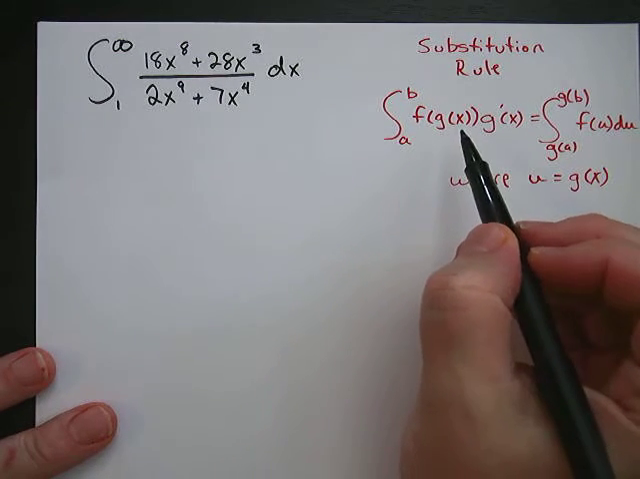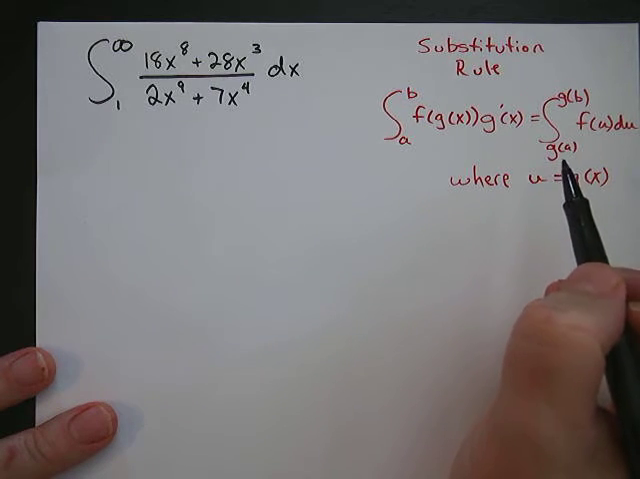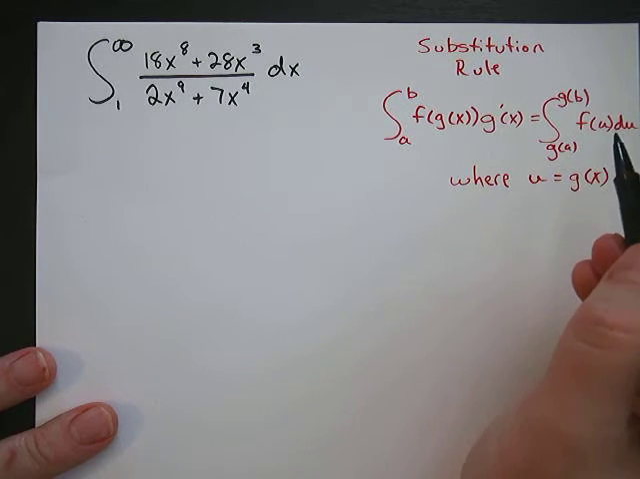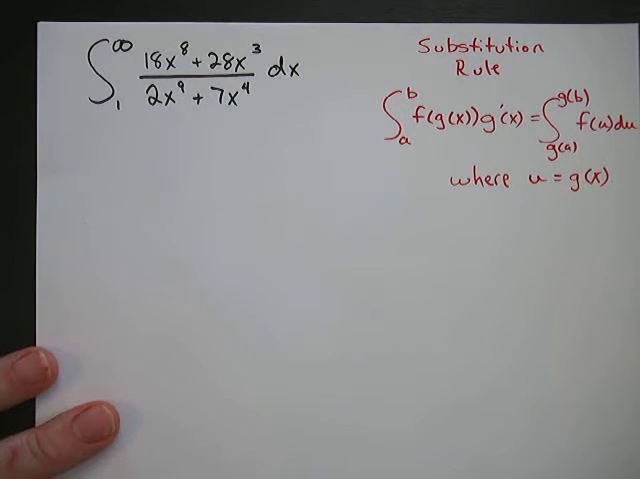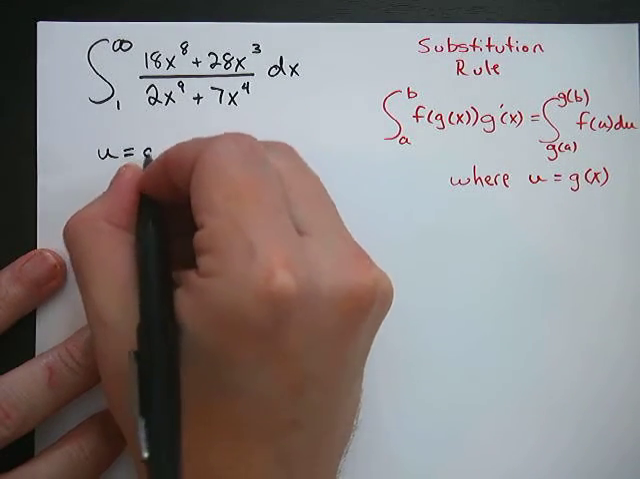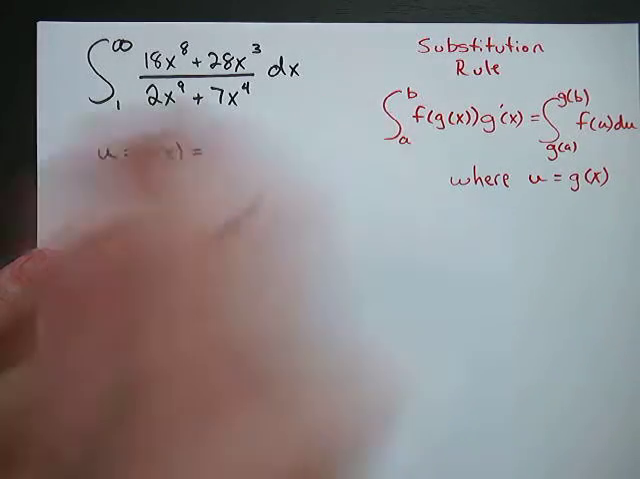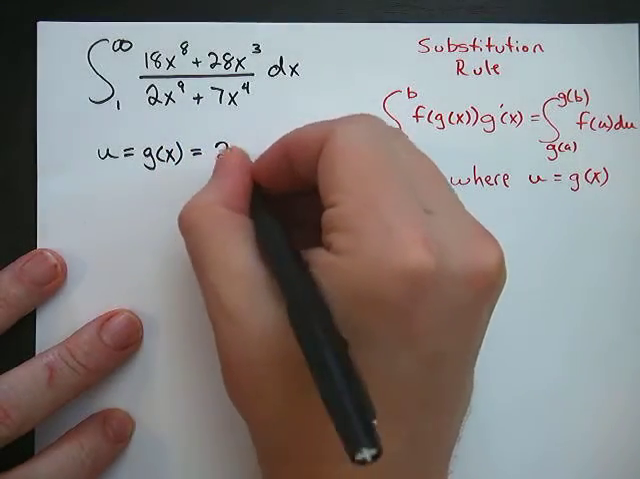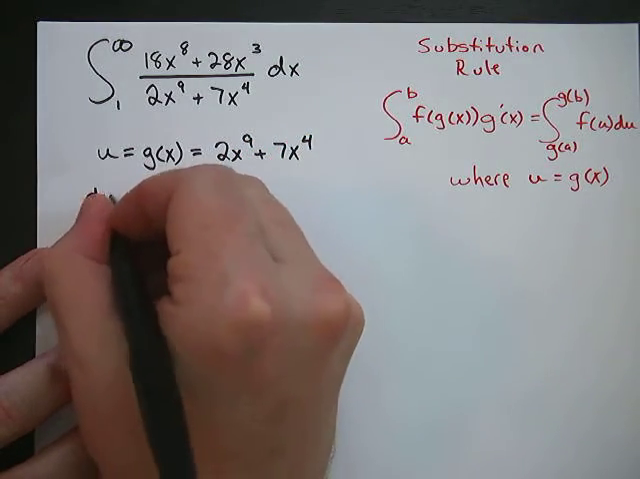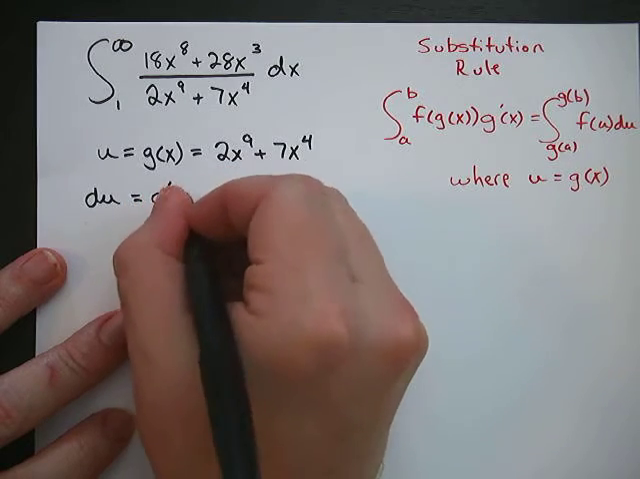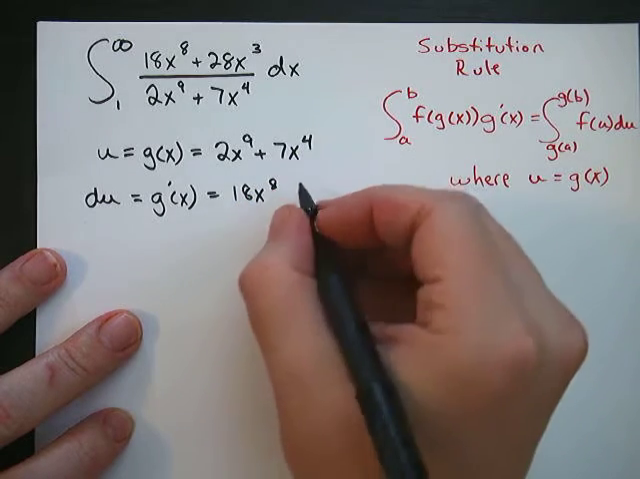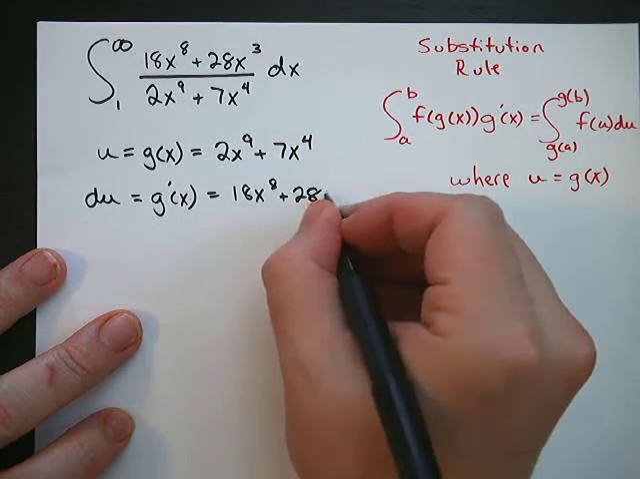Okay, so here's the substitution rule. If you have f of g of x times g prime of x, it's equal to the integral with limits g of a to g of b of f of u du, where u is equal to g of x. So what we're going to do is say that our u, which is also our g of x, is equal to the denominator, which is 2x^9 + 7x^4, which means our du, which is our g prime of x, is going to be equal to 18x^8 + 28x^3.